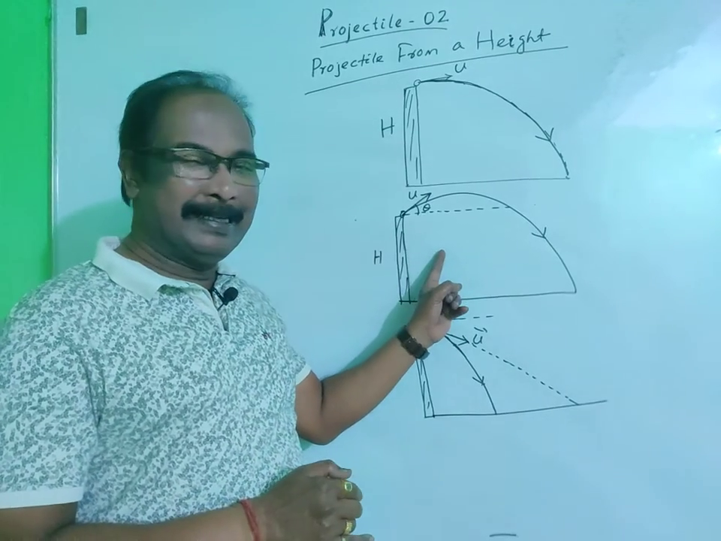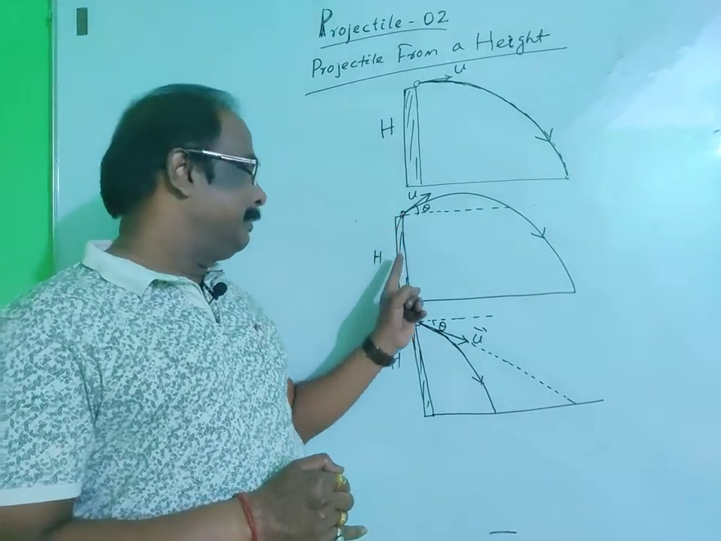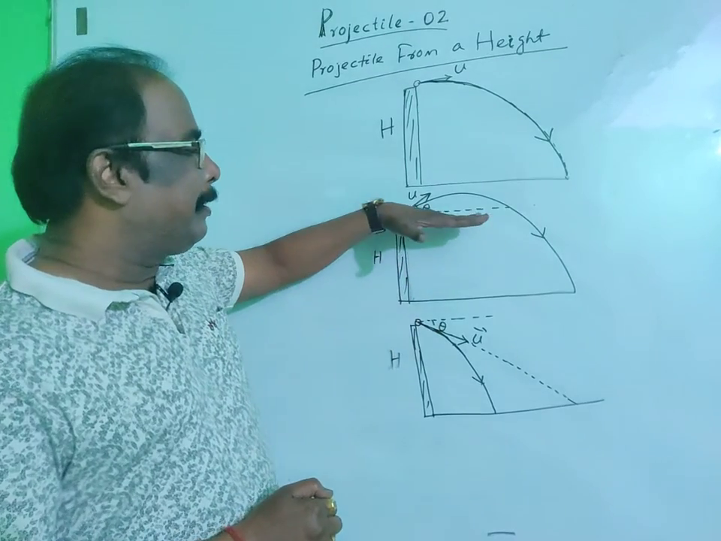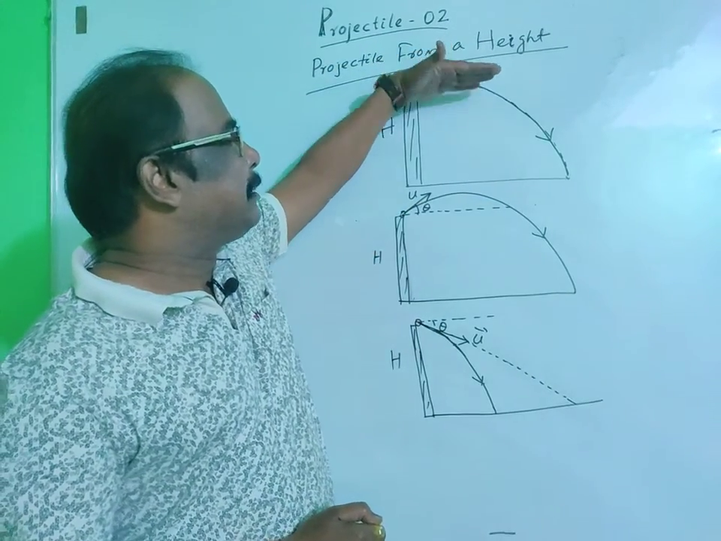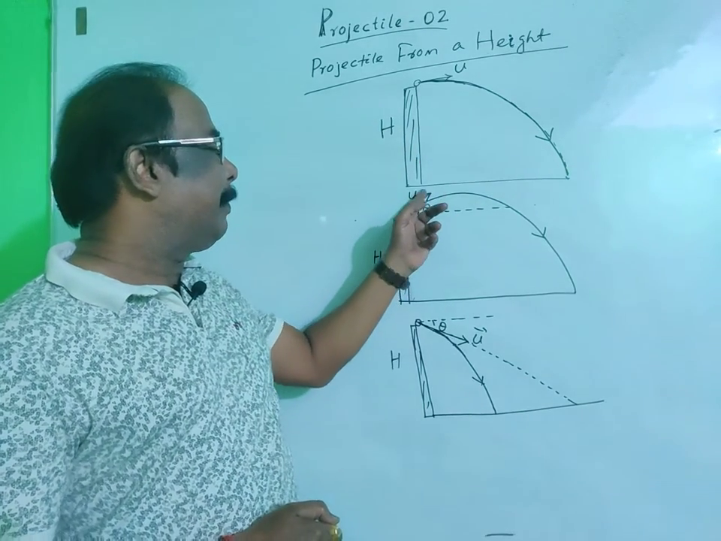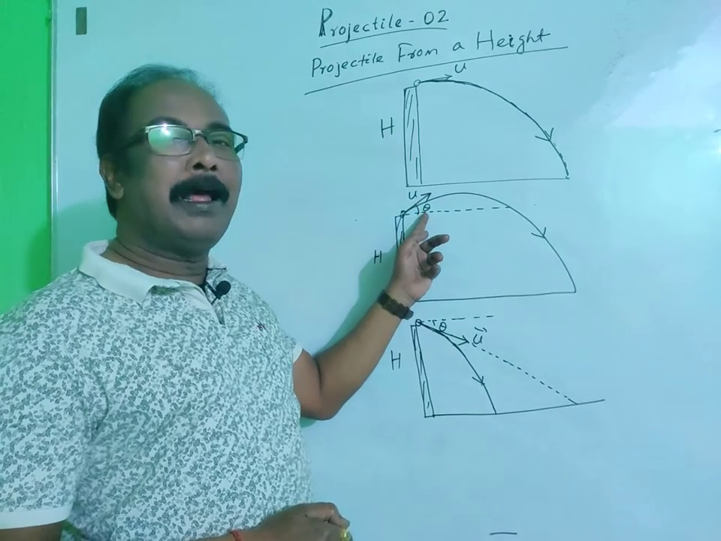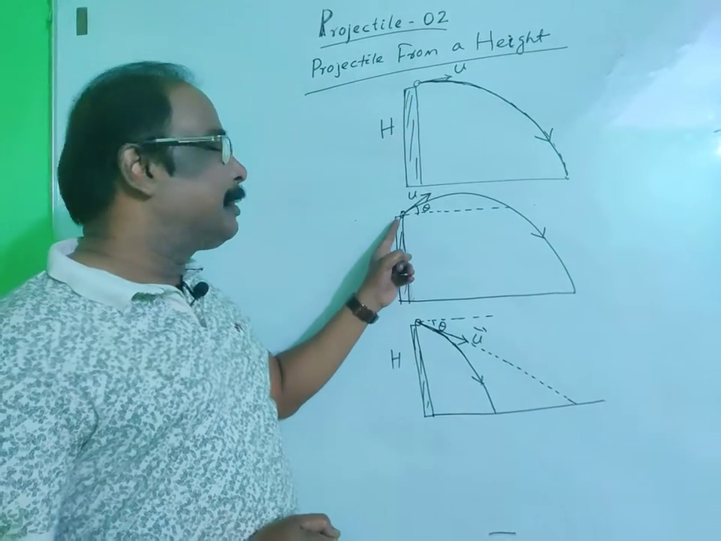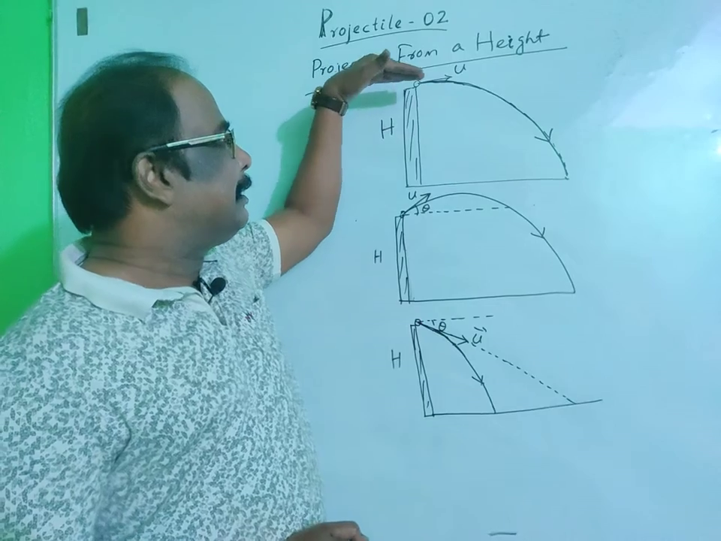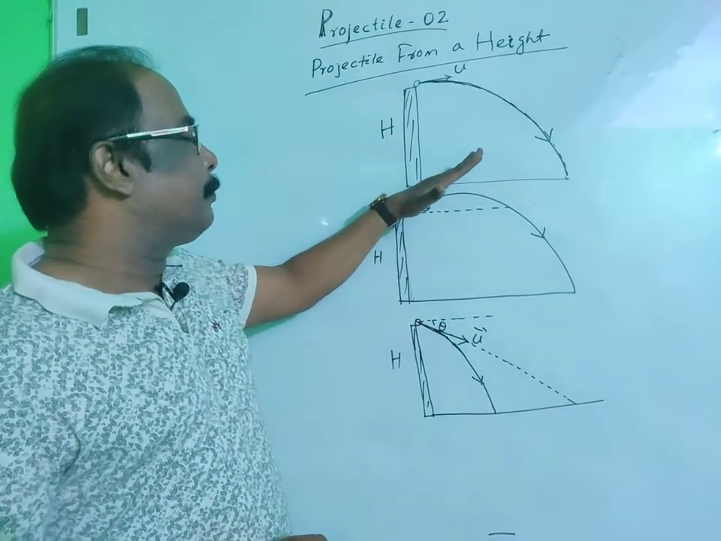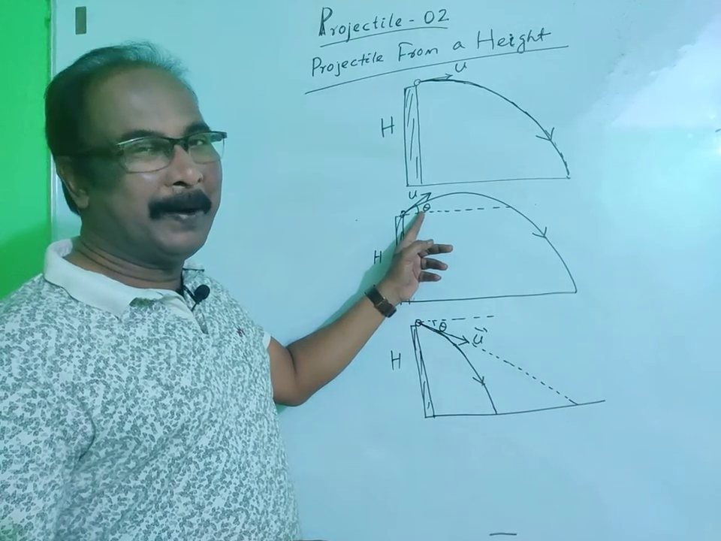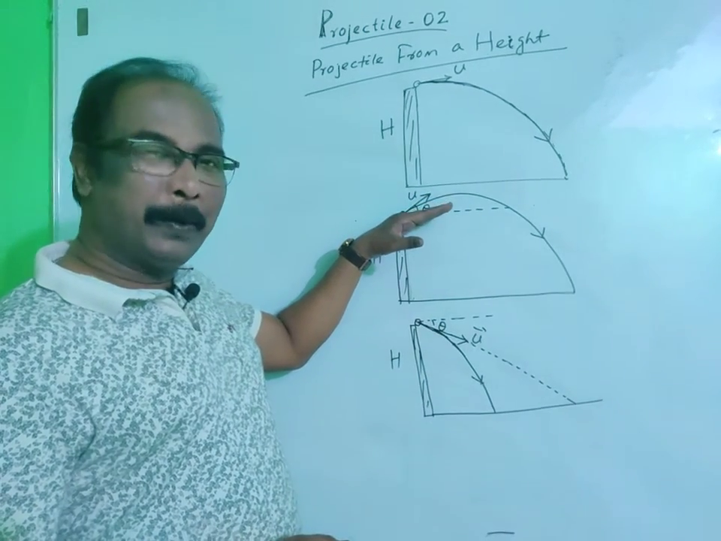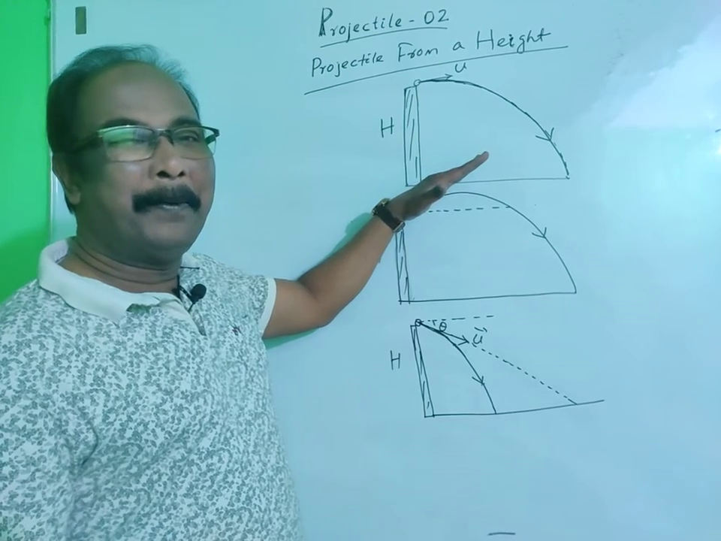Then the second case, a body is projected from a height h, but making an angle theta with the horizontal. See, here the velocity is parallel to the horizontal, and here this u makes an angle theta with the horizontal. This body is also projected from a height, but here the velocity is parallel to the horizontal, and here the velocity makes an angle theta with the horizontal. So here the body is thrown making an angle theta with the horizontal in the upward direction.